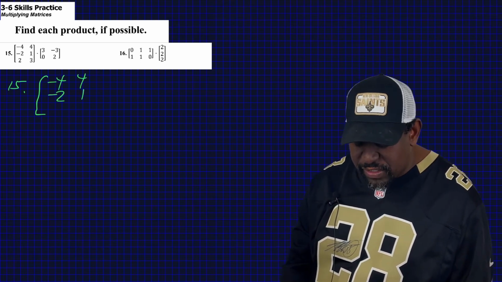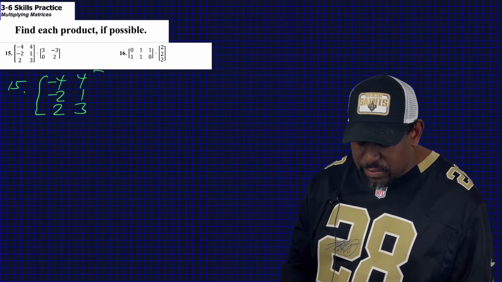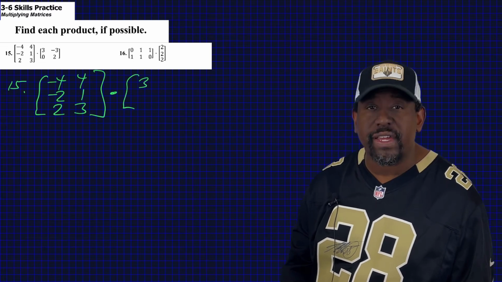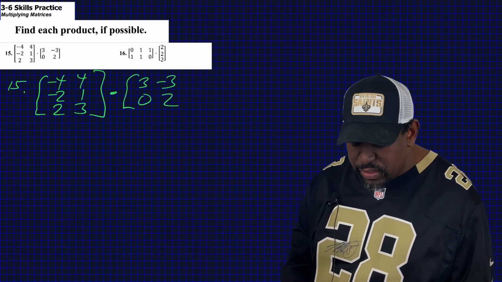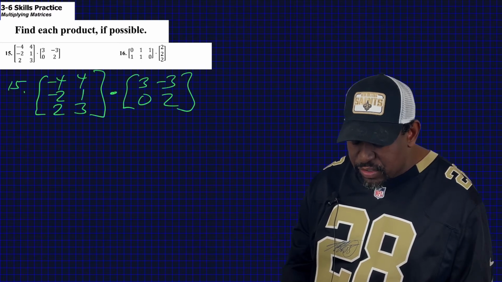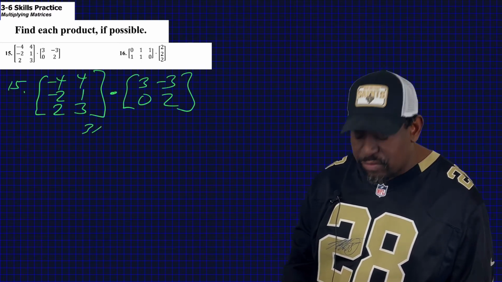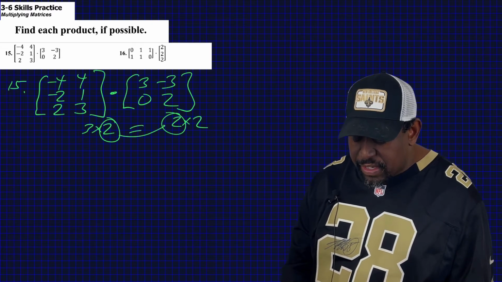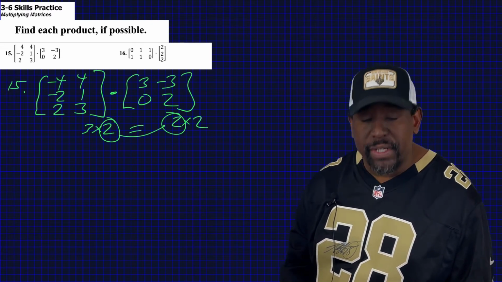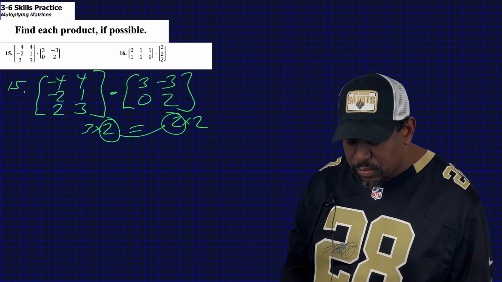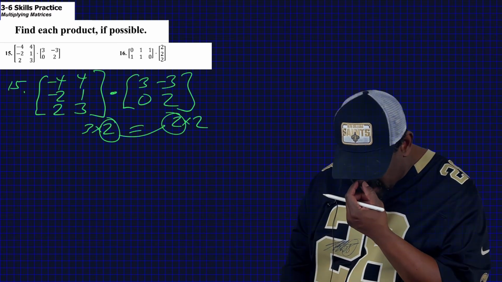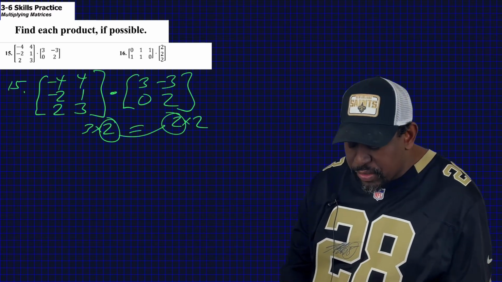So the first matrix is what we call a 3 by 2. You have -4 and 4 in the first row, -2, 1 in the second row, 2, 3 in the third. The second matrix is a 2 by 2. First row, 3, -3, and second row, 0, 2. We want to put the dimensions. Dimensions of the first matrix is 3 by 2. The second is 2 by 2. The middle terms are equal, so that means we will have a product. We can create a product for these matrices. That will be a 3 by 2 matrix.